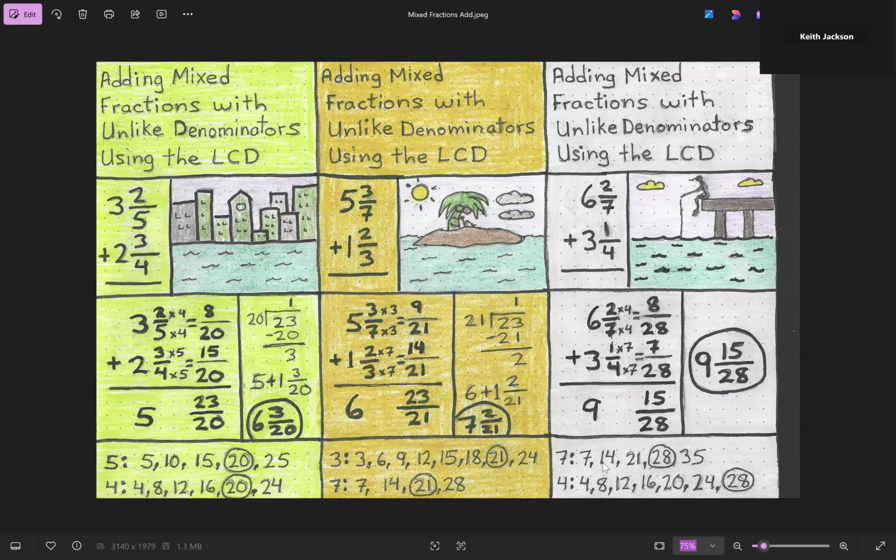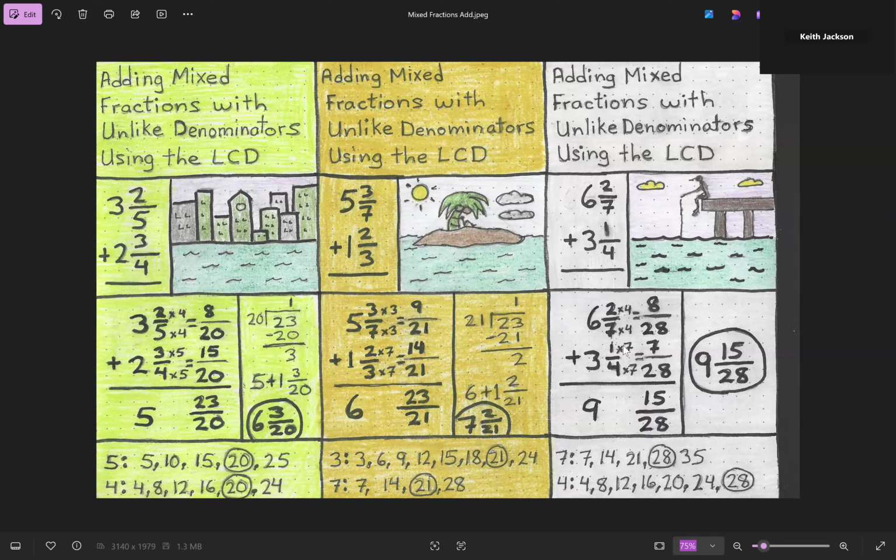And we have 7, 14, 21, 28, 35. And we can count by 4s. 4, 8, 12, 16, 20, 24, and 28. There's our least common denominator right there. And we're going to park that least common denominator of 28 in this slot and in this slot right here because we know that 4 times 7 will give us 28.